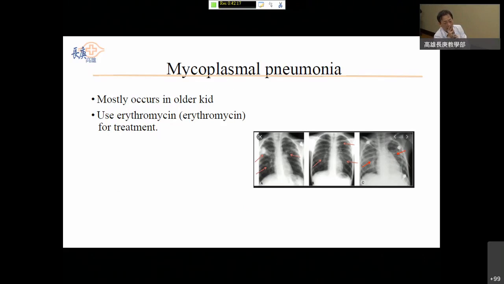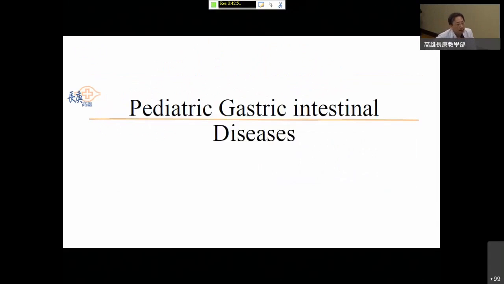3 to 6. They have about 3 years in kindergarten before they go to the first grade of elementary. So mycoplasma pneumonia mostly occurs from 3 years of age to 6 years of age, okay? And for mycoplasma pneumonia, we can use erythromycin as treatment. Okay, let's keep on moving to the GI tract, okay?